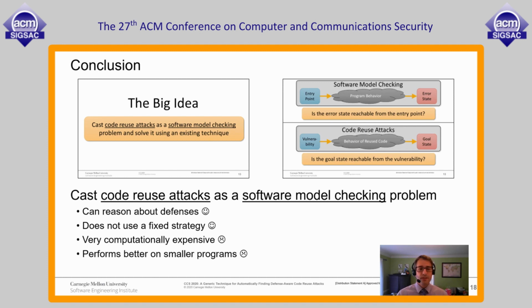So in conclusion, the big idea in this paper is that we can cast this problem of automatically finding code reuse attacks as a software model checking problem or reachability problem, and this allows us to reason about new defenses. It doesn't use a fixed strategy, but some of the downsides are that it can be very computationally expensive and it can work better on smaller programs.